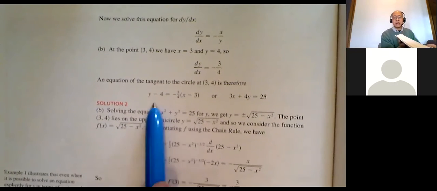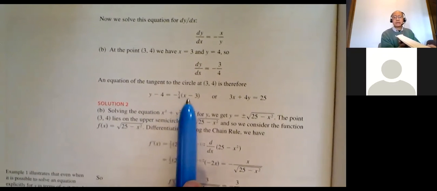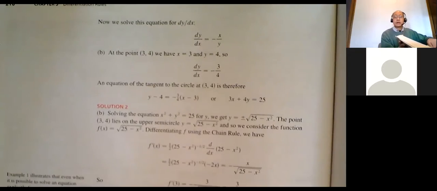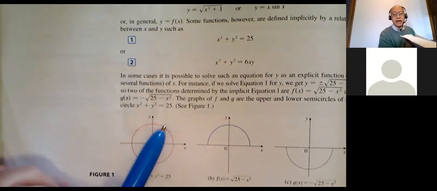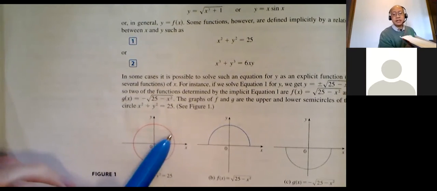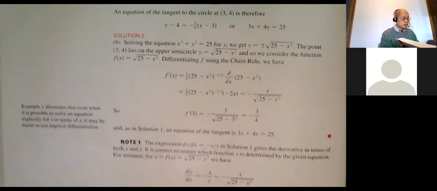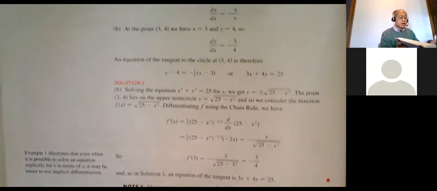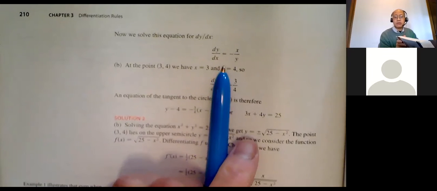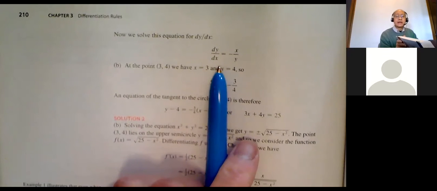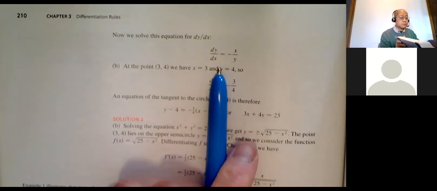And of course, you can play the same game of y minus y1 equals m times x minus x1. So at the point (3, 4), the slope is negative 3 fourths. And just eyeballing it, we thought the derivative should be negative, right? And it is negative. Okay, so upshot again, when you have a y involved for these problems, you have to multiply by an extra dy dx for implicit differentiation. Okay, and I'll start showing you how some of these work today.